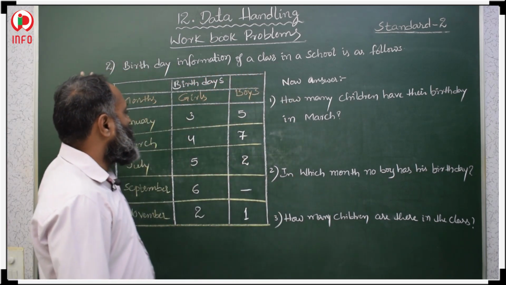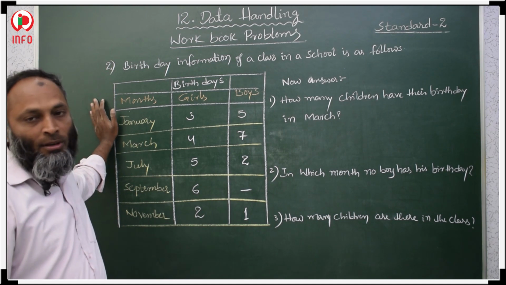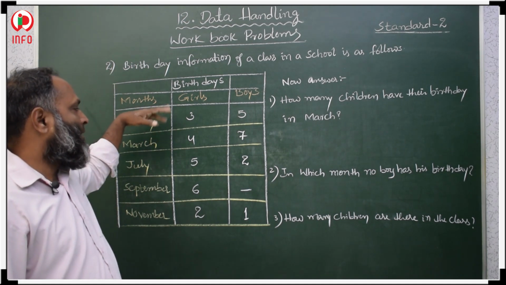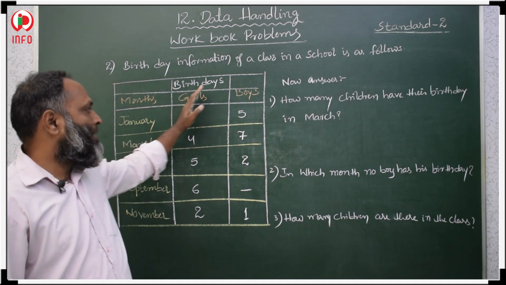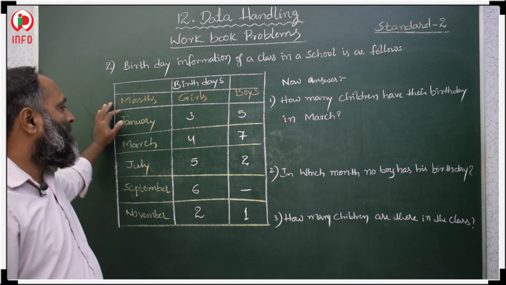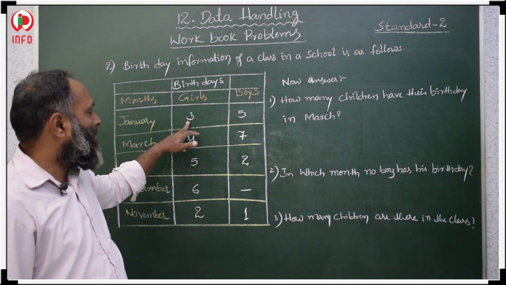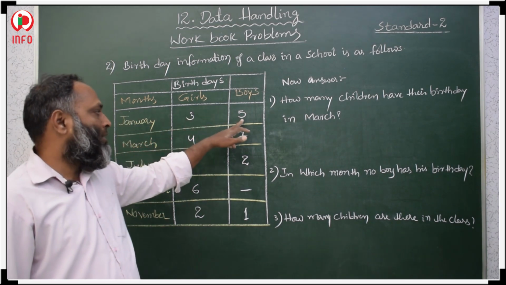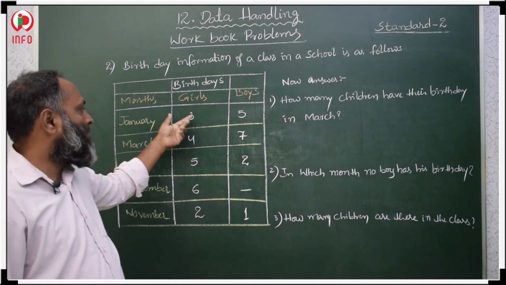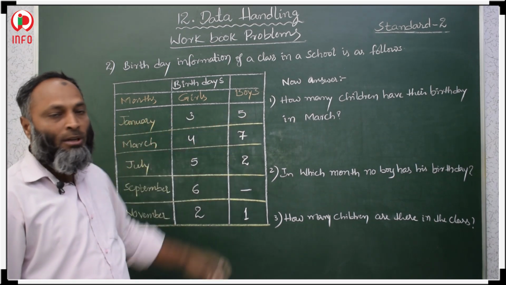Now the next question is the birthday information of a class in a school. Here birthday information is given. See here what is the information given: month, girls, boys. In the month of January, how many girls were born? 3. How many boys? 5. So 3 girls and 5 boys were born.